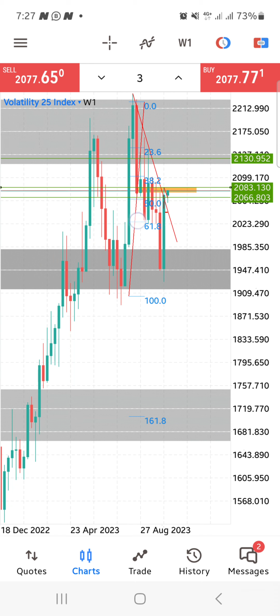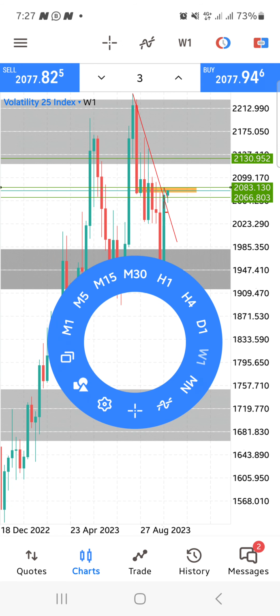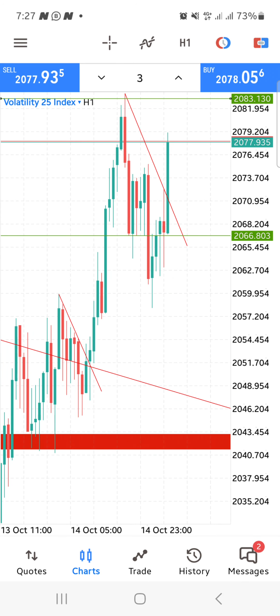So guys, I was in this trade. Let me go back to it now. I was in this trade after a break and test, after the trend line was broken.